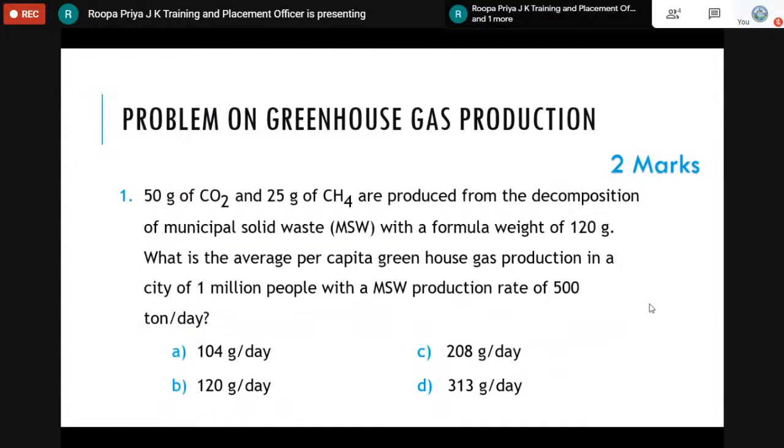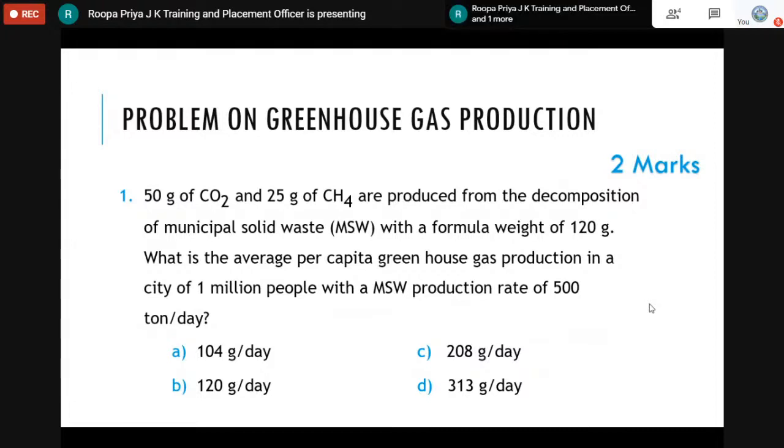And the last was the greenhouse gas production. This was again for 2 marks. This is the type of question you'll be asked, where the greenhouse gases produced are given or represented in grams. So here, according to this problem, 50 grams of carbon dioxide and 25 grams of methane are produced from the decomposition of municipal solid waste. And this is the formula weight of 120 grams.